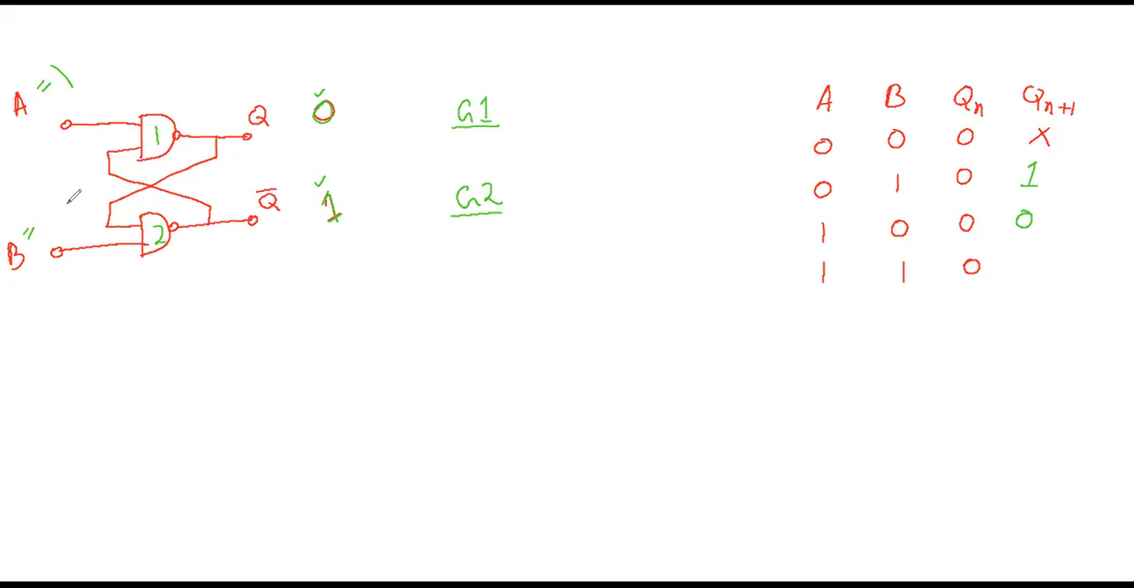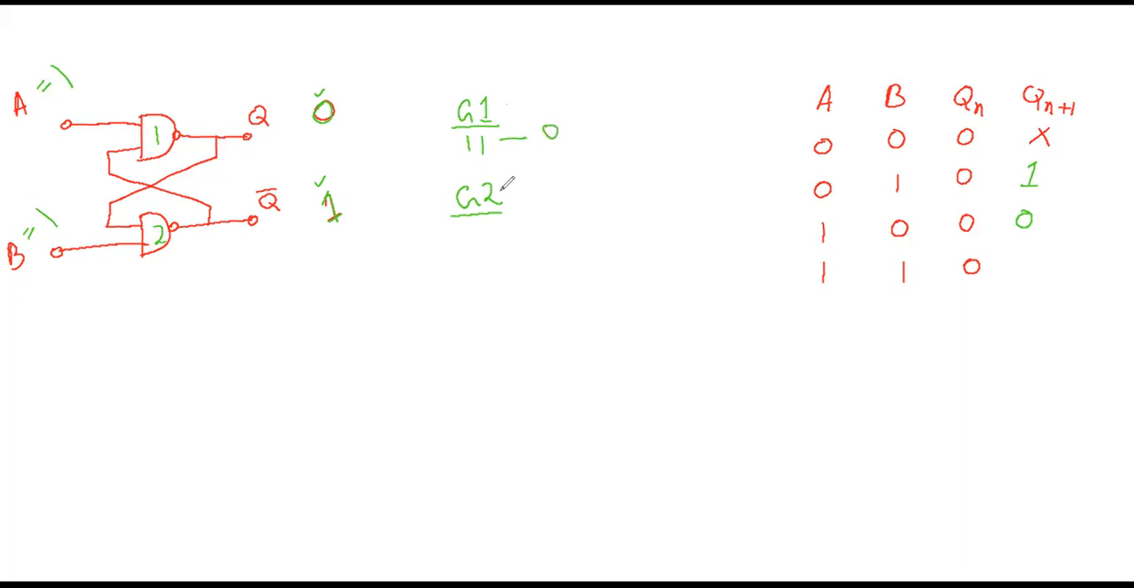Both the inputs are 1. And now check what happens. What are the inputs at gate 1? 1 1. So 1 1 will give you a 0.